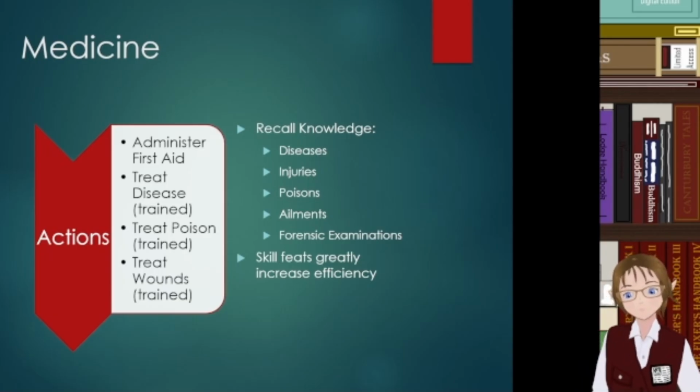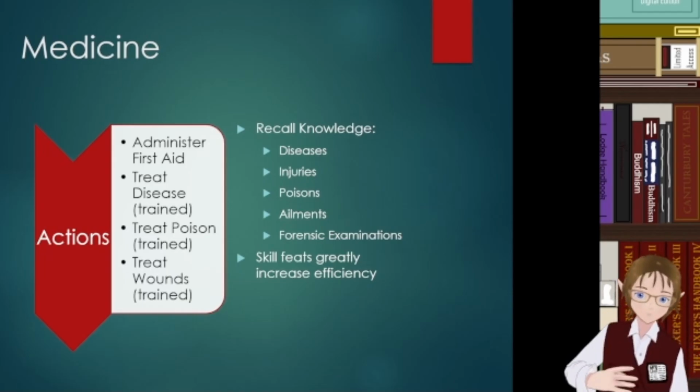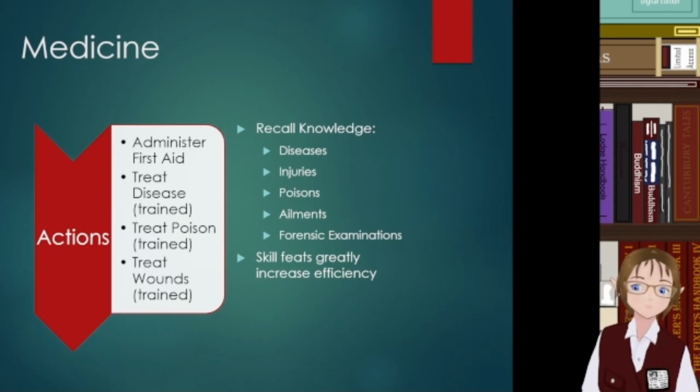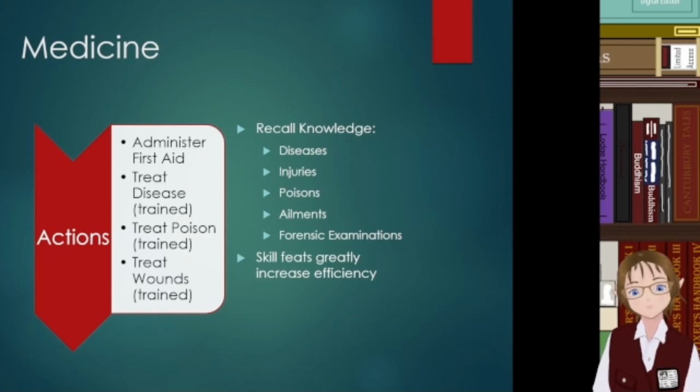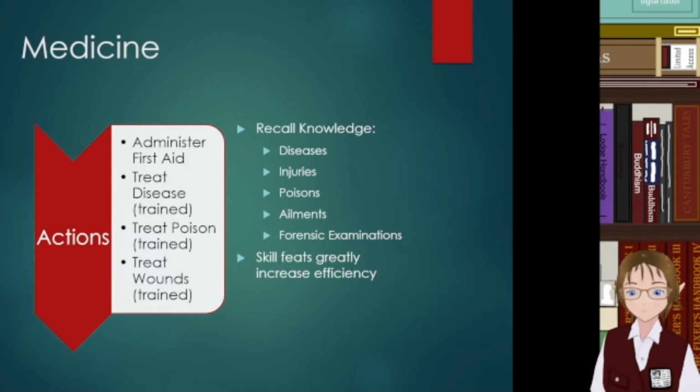Additionally, medicine can be used to stop certain status conditions from afflicting a character, such as administering first aid to stabilize a dying character, or treating a disease or poison someone picked up. Note that this does not remove the effect, it simply gives a person a higher chance of success on saving against it, but it can still serve a very similar purpose because that bonus can be so large if you succeed. The final thing you can use medicine for is to recall knowledge on diseases, injuries, poisons, ailments, and forensics.